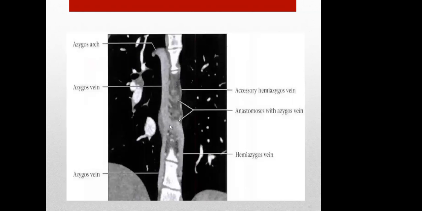Also, in this coronal section, we can see this is the azygos vein with the arch of the azygos vein on the right side, and the accessory hemiazygos and hemiazygos on the left side, they will drain into the azygos vein.